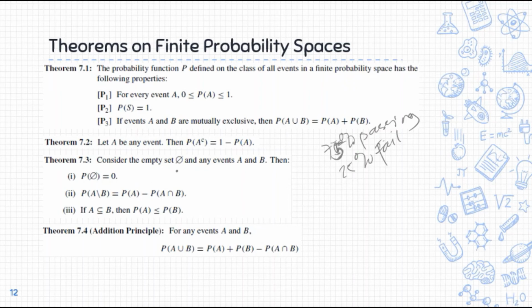Consider the empty set, and any events A and B. Then, of course, the probability of an empty set is 0. Okay? The probability of A minus B is equivalent to the probability of A minus the probability of A intersection B. If A is a subset of B, then of course, ang probability of A should be less than the probability of B kay subset raman siya ni A.